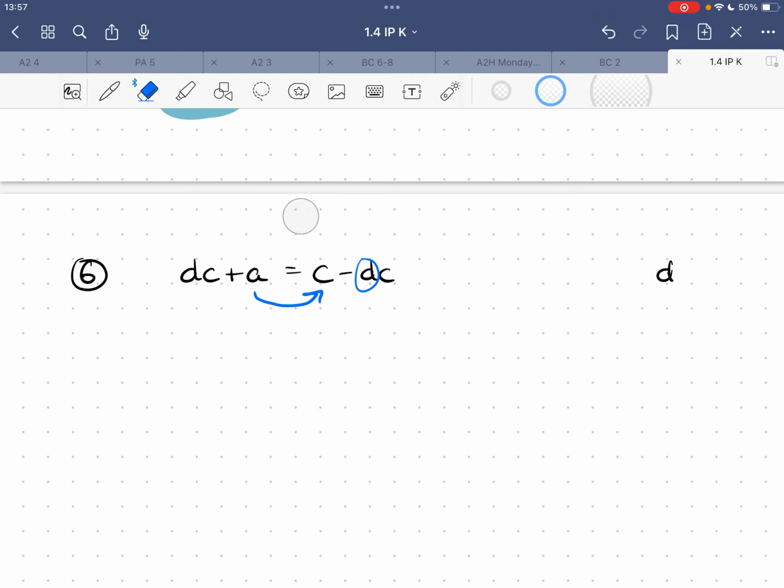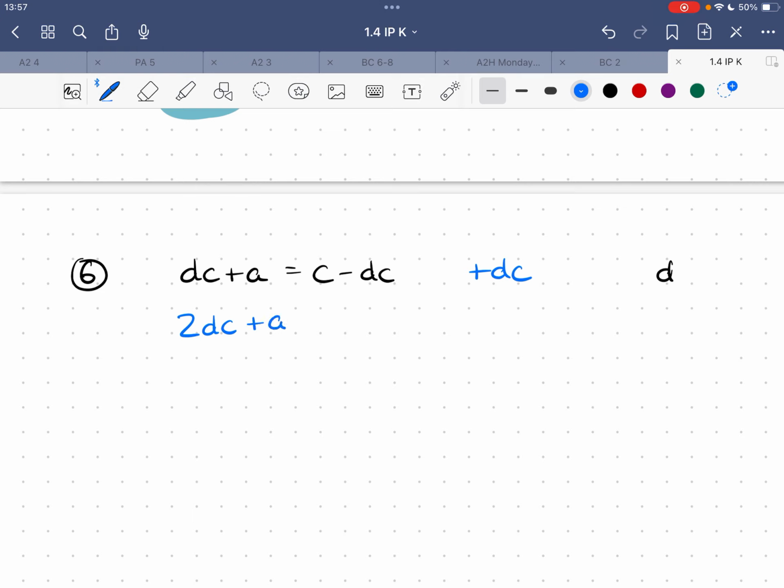I can do it all in one step, or for clarity right now, I'm going to do it in 2 steps. So first, I'm going to add dc on both sides, so I get dc plus dc is going to be 2dc plus a equals c. And now I'm going to subtract the a.